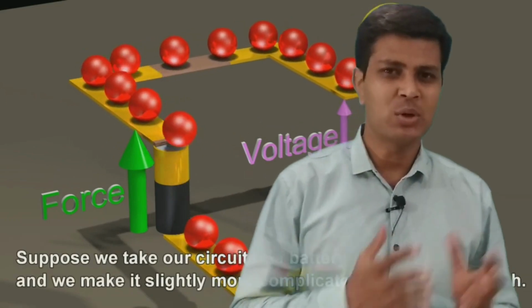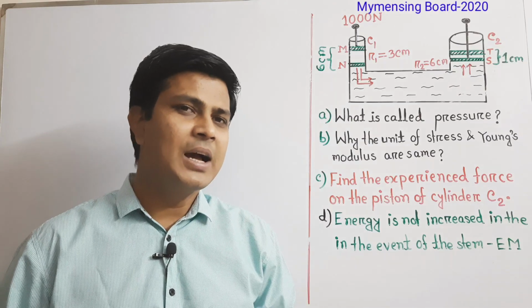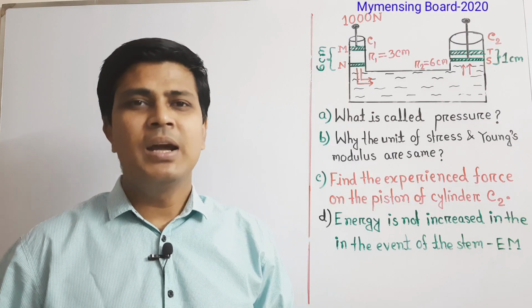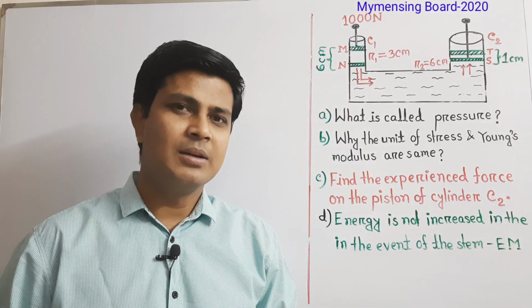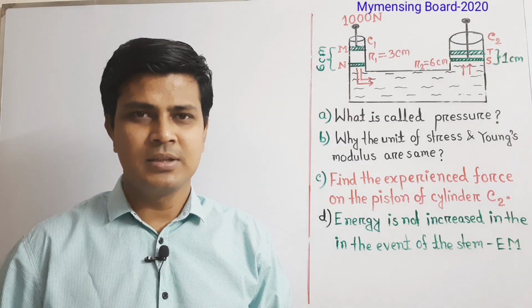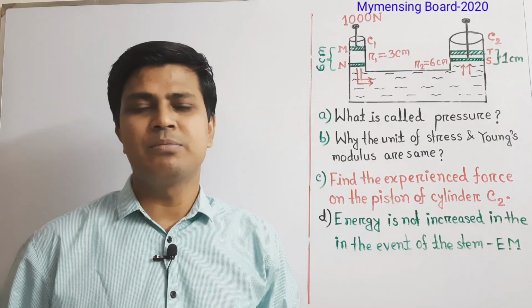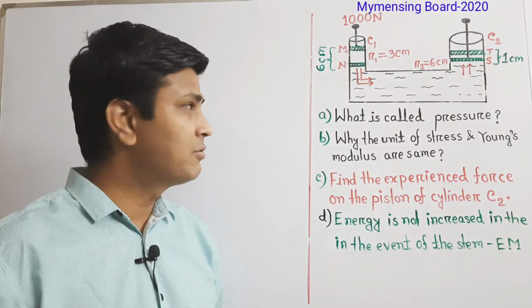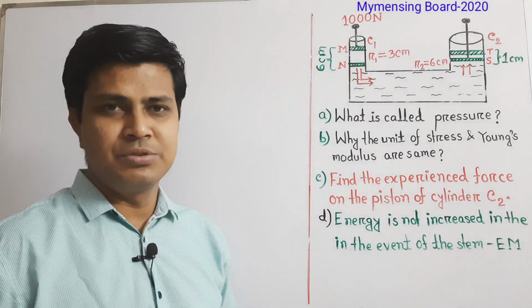Okay, let's start our today's class. Today I am going to discuss chapter 5. The topic of chapter 5 is pressure and states of matter. And today I am going to solve two creative questions. First creative question from Mymensingh Board 2020.